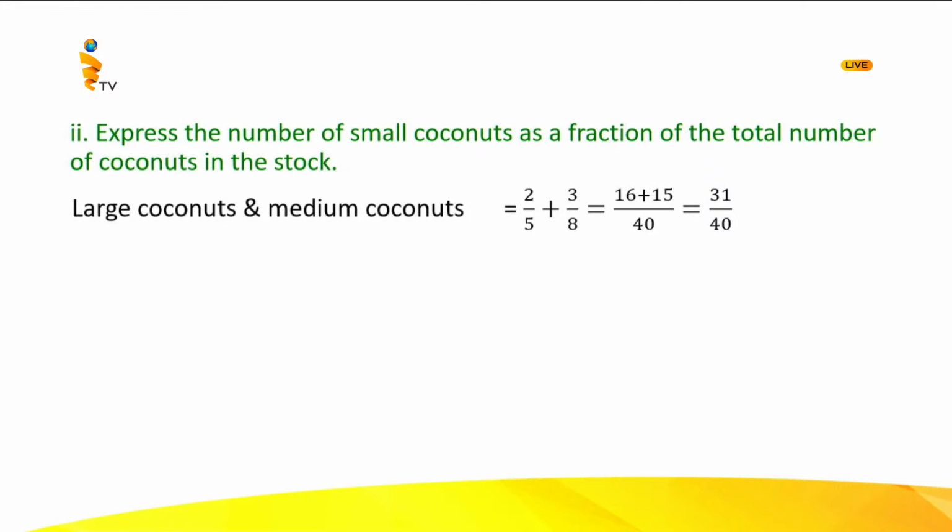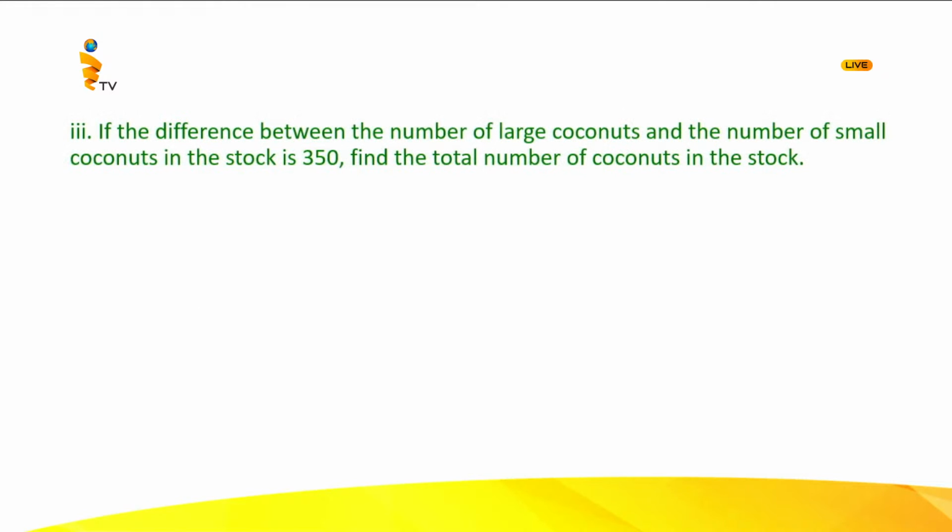2/5 plus 3/8, the common denominator is 40 and the answer will be 31/40. So, from the whole stock, that means from 1, I am going to subtract 31/40 to find the small coconuts as a fraction of the total number of coconuts. When I subtract 31/40 from 1, the answer will be 9/40.